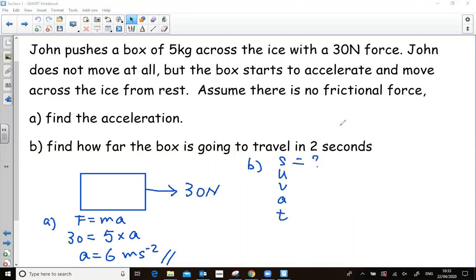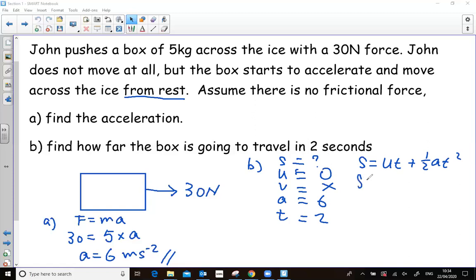U is the initial velocity, and in this case, it says the box starts from rest, so that would be 0. We don't know the final velocity, so let's cross it out. A is 6, and time is 2. So which SUVAT equation do we need to use to find out S, and it does not involve V at all? Hopefully you realize the formula we need would be S equals UT plus a half AT squared.